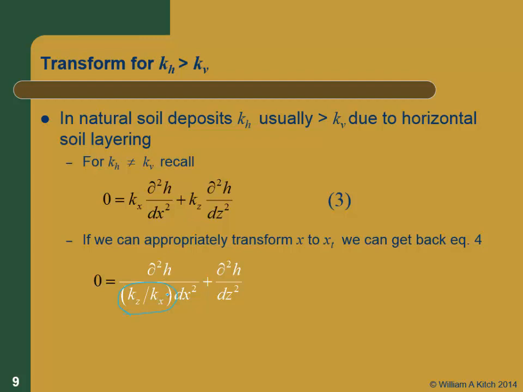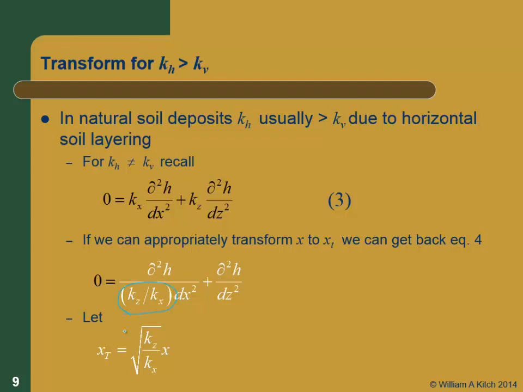So now I have the partial of dH squared dx squared divided by kz over kx is equal to this partial. So that gets me pretty close to the right answer. And then I'm going to create this variable called x transform, that is just going to be the square root of the ratio of the two k's times x. I'm creating a new variable, x transform.